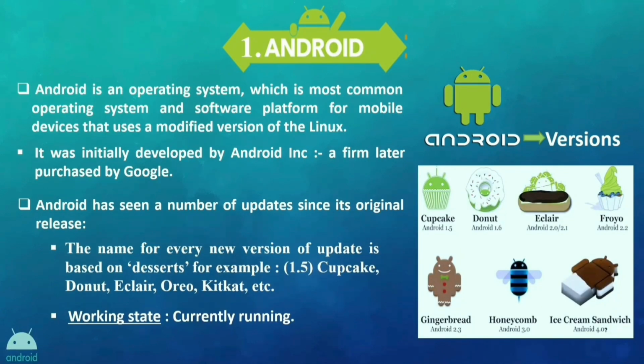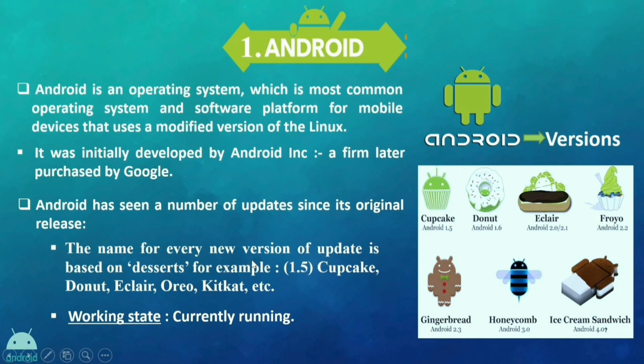Then talking about mobile operating systems, the first one is Android mobile operating system. Android is the most common operating system and software platform for mobile devices that uses a modified version of Linux. It was initially developed by Android Incorporated, a firm later purchased by Google. Android has had a number of updates since its original release.